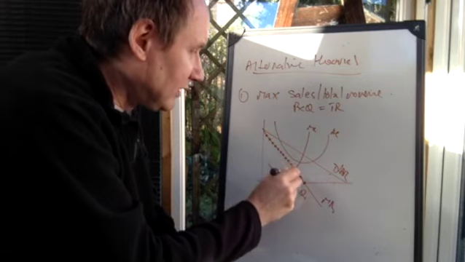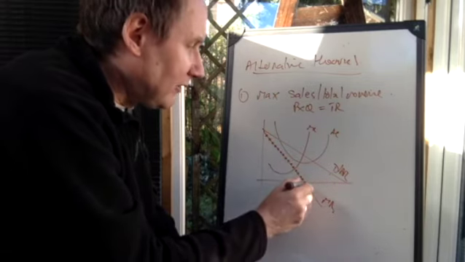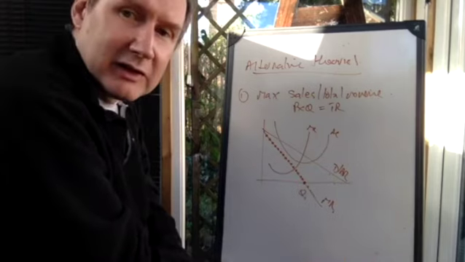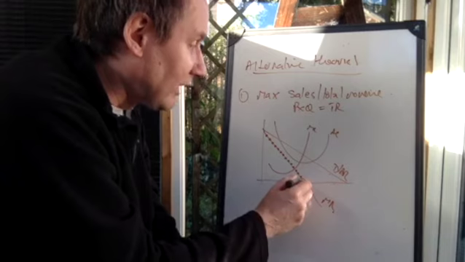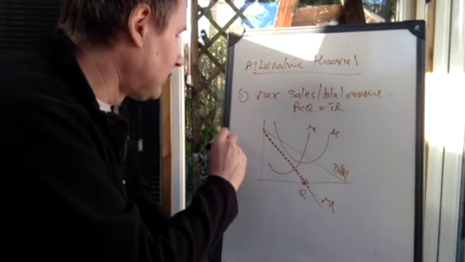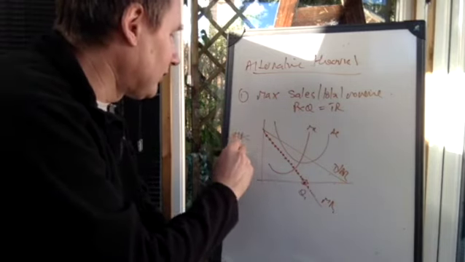Total revenue is rising all the way until that point. After that point, demand becomes inelastic. Cutting price now leads to a decrease in total revenue, so revenue is falling there. So total revenue would be maximized where MR equals zero.